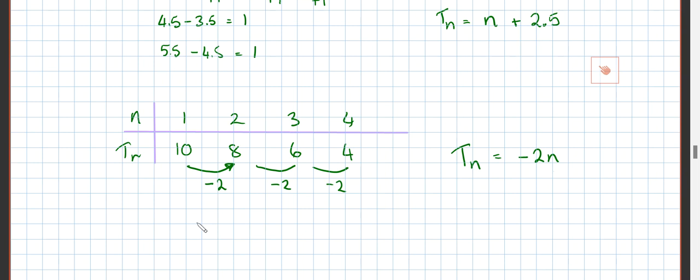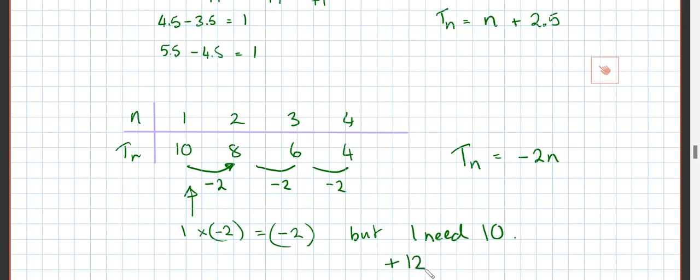So to figure out this term here, I would do 1 times -2, which would give me -2. That's why the first term's the easiest one to use. But I need 10, so we must plus 12. Good. You obviously have a good understanding. So we're going to add 12. A lot of people would say add 8 or subtract 8, something like that, because they're not quite so sure. But yeah, same thing.